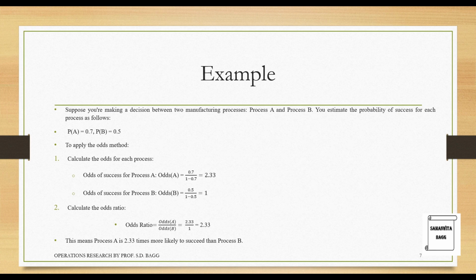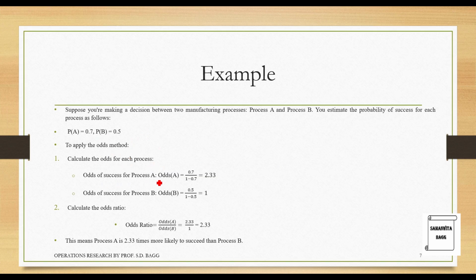Example, suppose you are making a decision between two manufacturing processes, process A and B. You estimate the probability of success for each process as follows. So probability of A is 0.7, probability of B is 0.5. To apply the odds method, calculate the odds for each process.